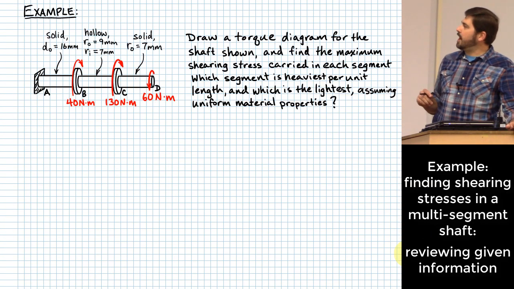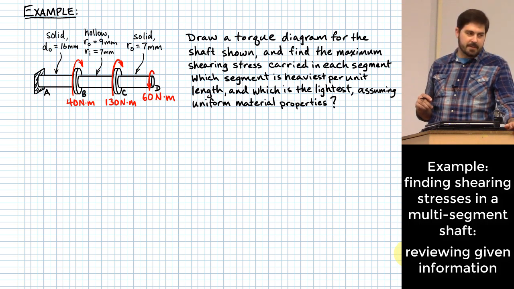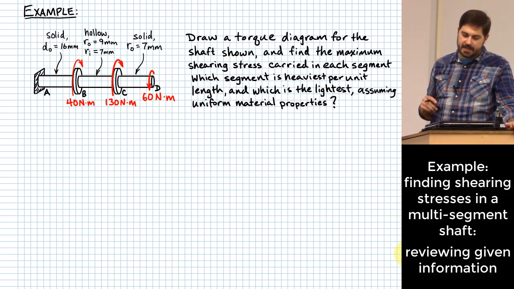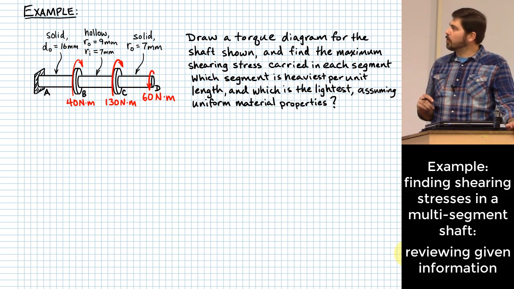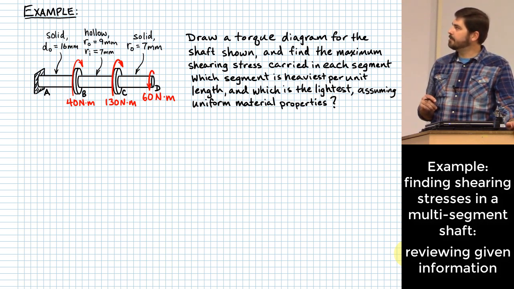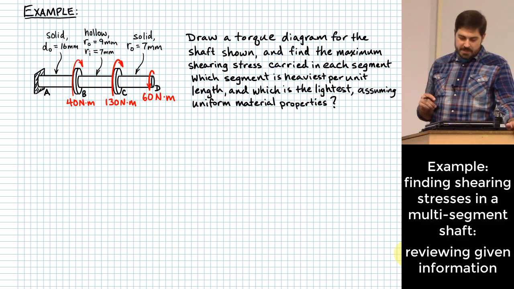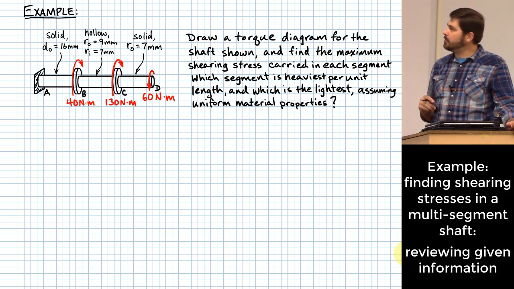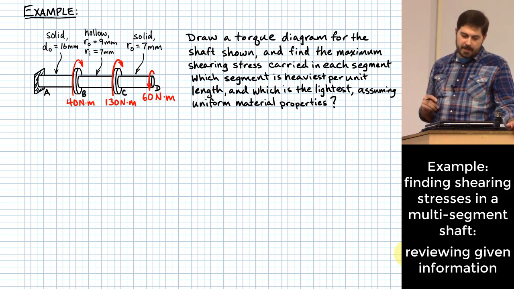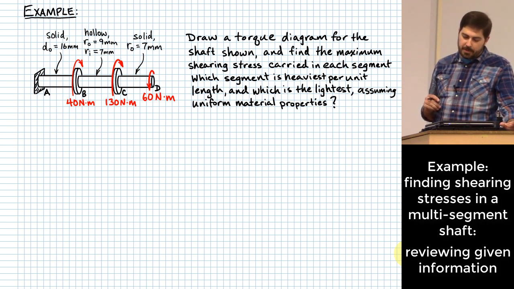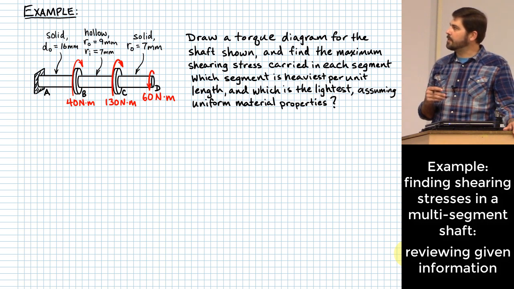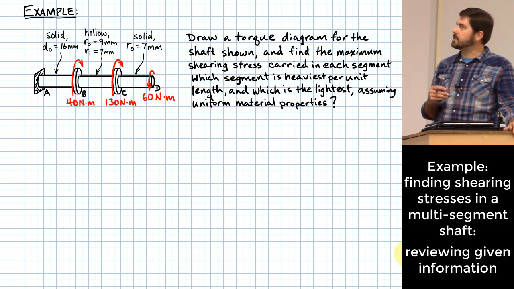All right, we've got this shaft that is supported at its left end, so it's constrained from rotation at its left end. It has 3 different torques applied down its length. The segment between C and D is a solid segment with an outer radius of 7 millimeters. The segment between B and C is a hollow segment with an inner radius of 7 millimeters and an outer radius of 9 millimeters. And then the left end is a solid segment with an outer diameter of 16 millimeters.